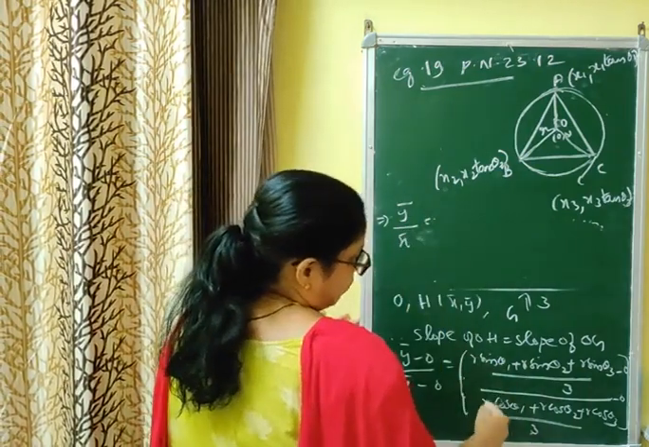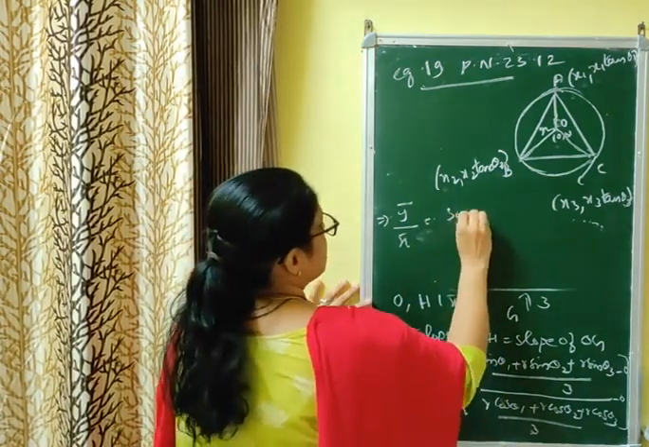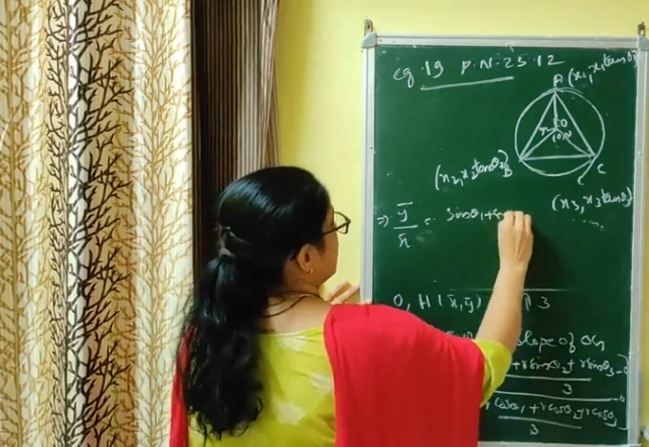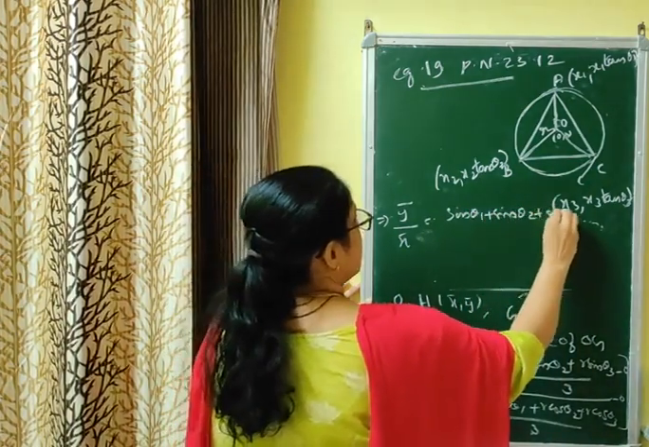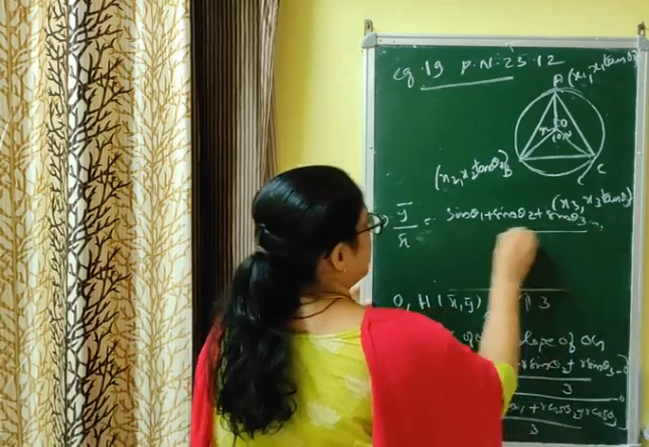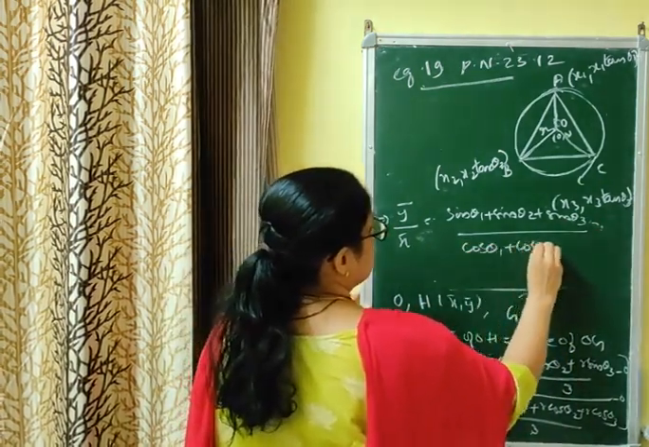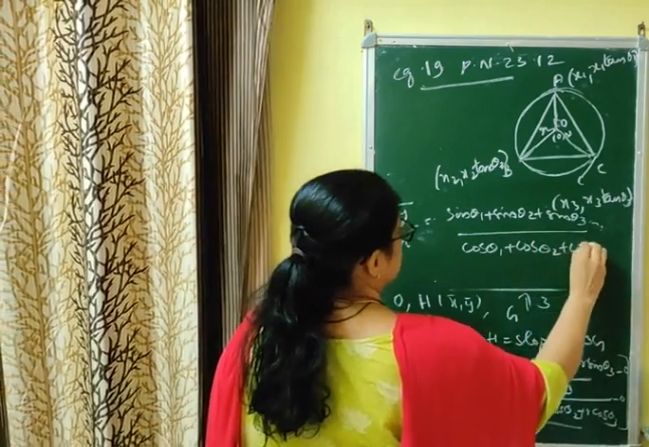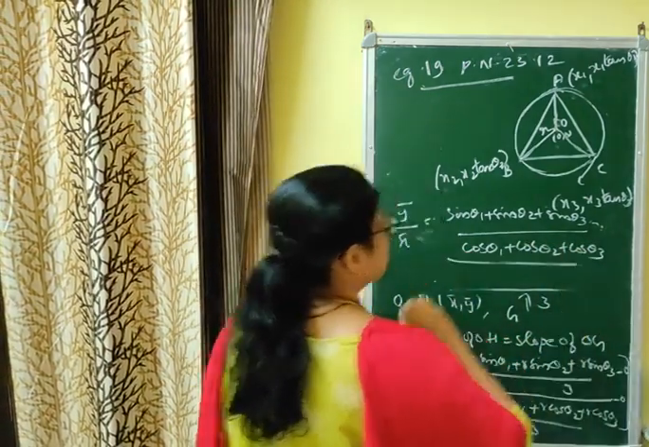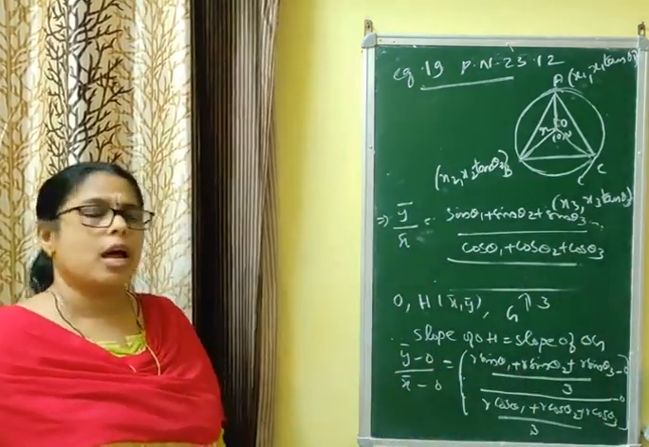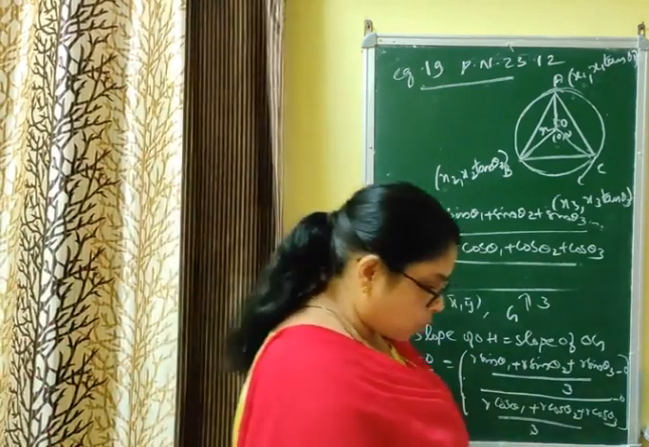From both of these, the common r cancels. You will get sin theta 1 plus sin theta 2 plus sin theta 3 as the numerator, and similarly the denominator cos theta 1 plus cos theta 2 plus cos theta 3. This is what you were asked to prove. Hence proved. So let me explain this question once more.